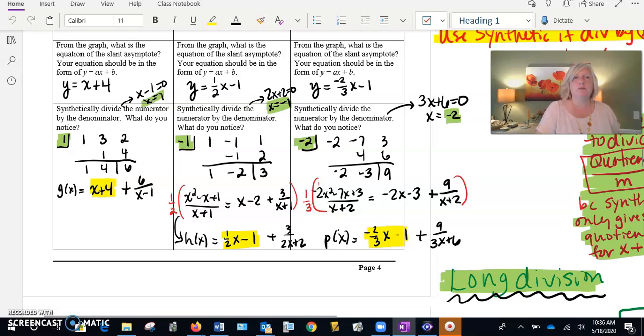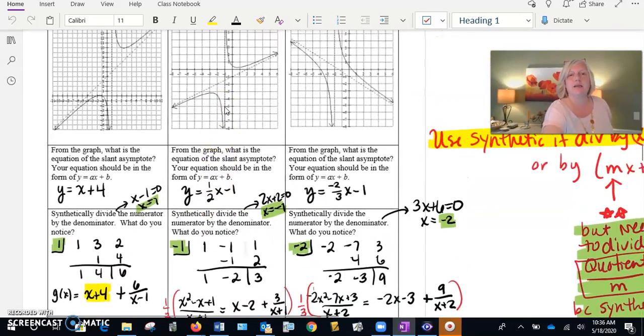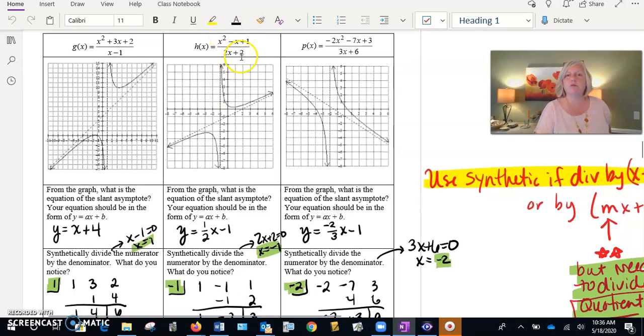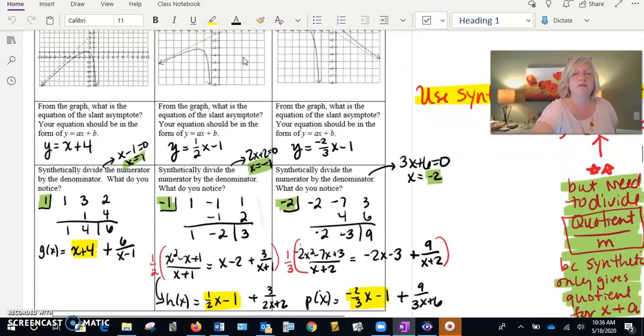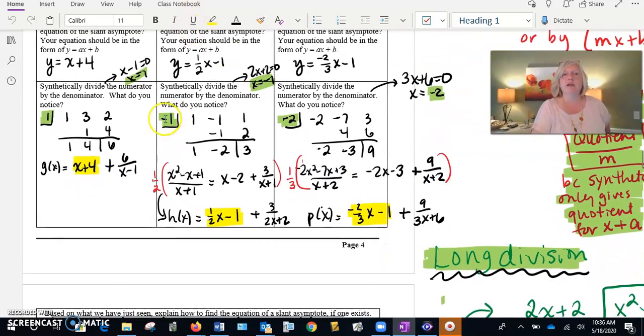We did synthetic division, but remember, synthetic division is only dividing of the form x plus a, where a can be positive or negative, and that's the zero of that linear factor in the denominator. In this case, we were dividing by 2x plus 2. When we divide out, we set it equal to 0 and find the zero of the denominator. So we were dividing out negative 1 down here at the bottom. I have to remember that synthetic is dividing by x plus a, or in this case, x plus 1, because x minus negative 1 would be x plus 1.